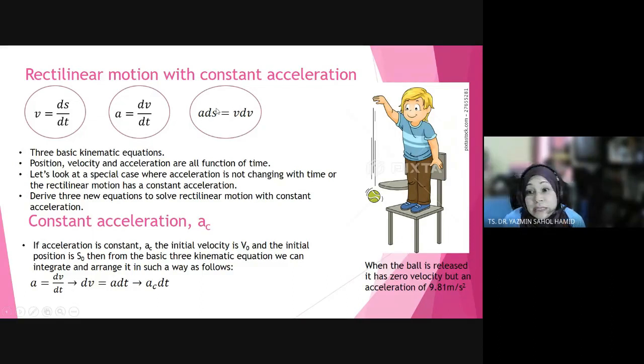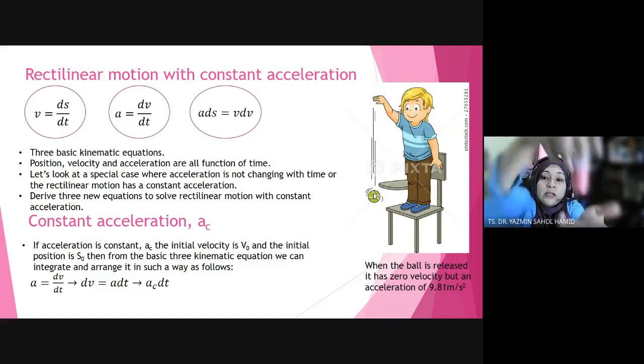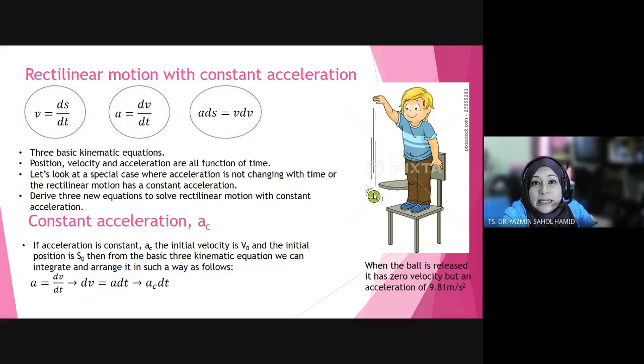So a good simple example that you can understand by a constant acceleration is the example of this boy here. What he is doing is dropping the ball. When he dropped the ball, what is happening is what you call constant acceleration. When the ball is released, it has zero velocity, but the acceleration is constant, which is 9.81 meters per second squared.